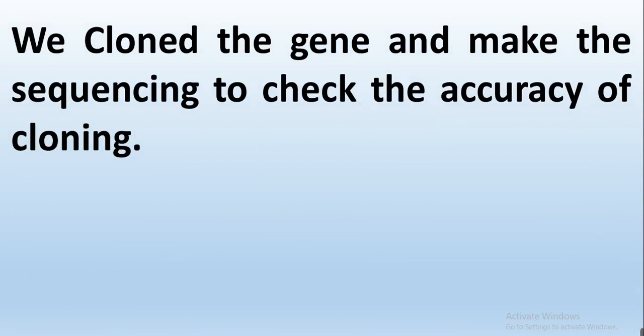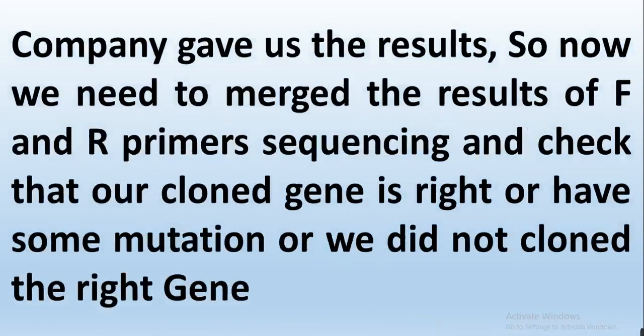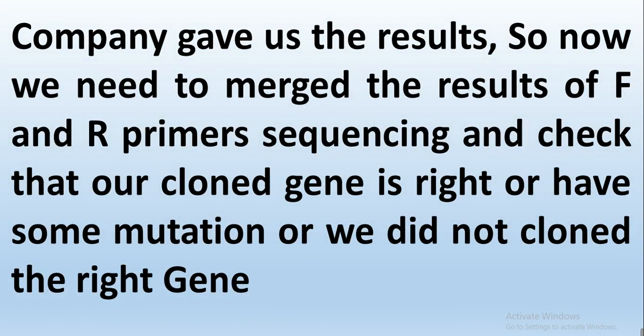When we clone the gene and do the sequencing to check the accuracy of cloning, if the gene size is long, then we use forward primer sequencing and reverse primer sequencing. The company gave us the sequencing results, so now we need to merge the results of forward and reverse primer sequencing and check whether our cloned gene is right or has some mutation, or whether we did not clone the right gene.